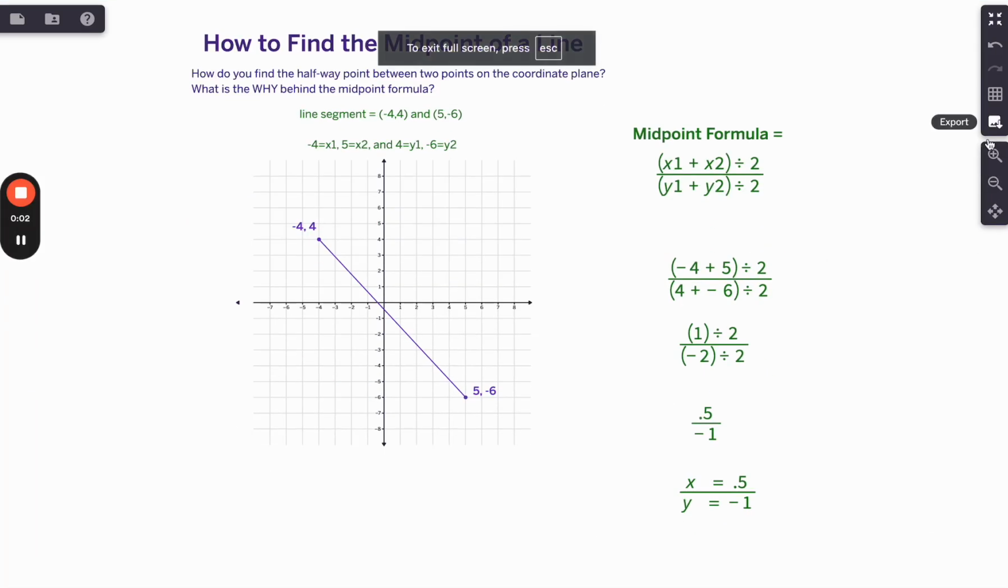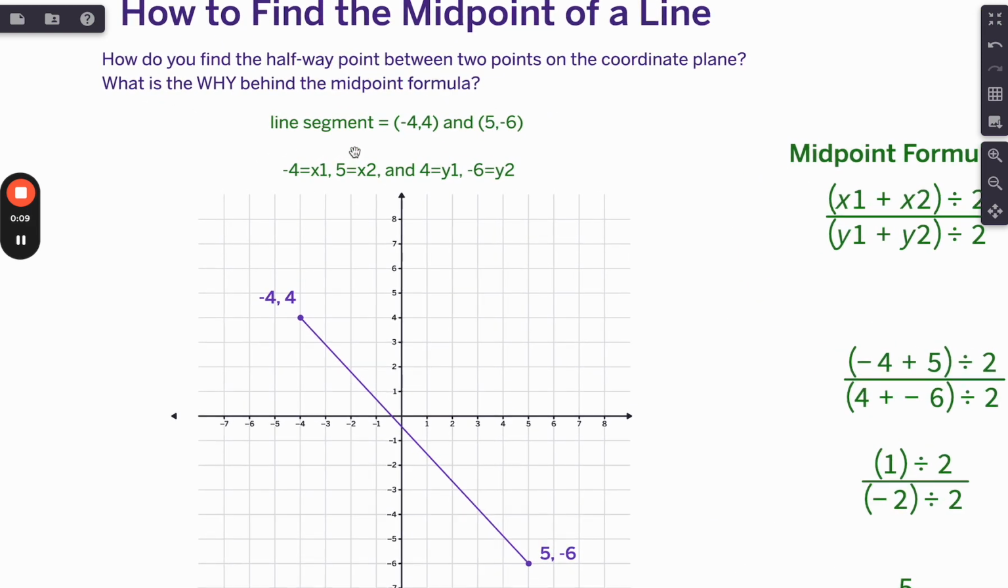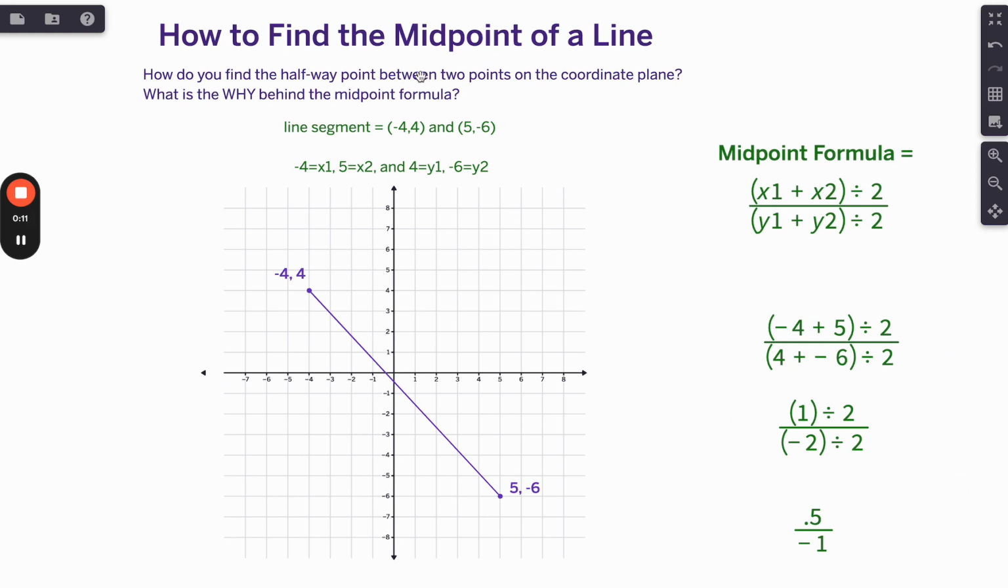Hello everyone. So today we're going to be looking at how to find the midpoint of a line. What we want to think about is how you find the halfway point between 2 points on a coordinate plane. And we'll talk about why that works and the formula for the midpoint.